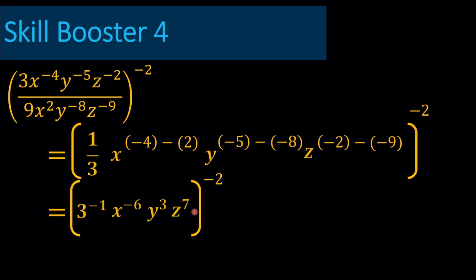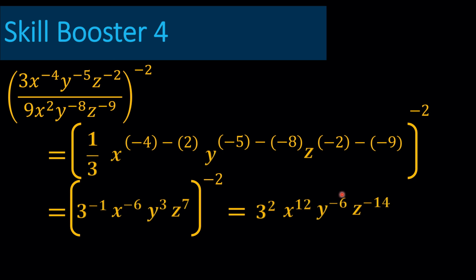Now, since what we have inside the parentheses is already simplified, we can distribute the power to each of the factors. So we will have 3. Negative 2 times negative 1 is positive 2. Next, negative 2 times negative 6 is positive 12. And then negative 2 times 3 is negative 6. Negative 2 times 7 is negative 14.